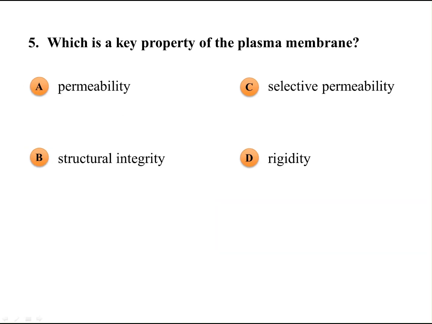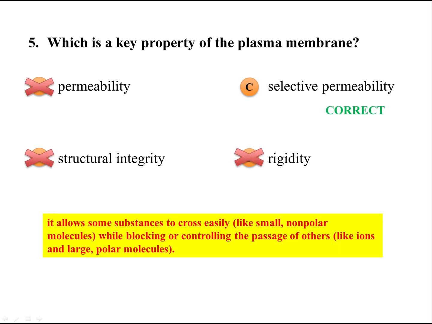Which is the key property of the plasma membrane? The answer is C, selective permeability, because it allows some substances to cross easily, like small nonpolar molecules, while blocking or controlling the passage of others, like ions and large polar molecules.